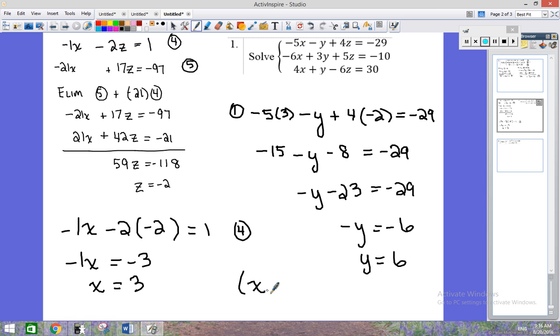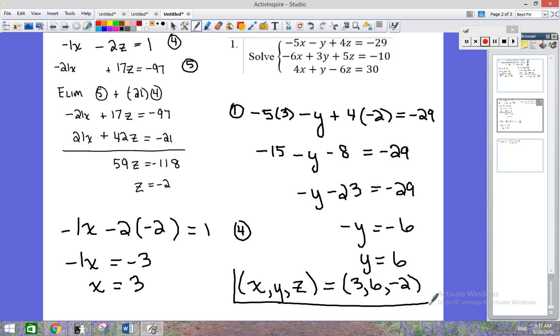So my solution, my ordered triple, x was 3, y is 6, and we found z to be negative 2. When we say order, order is important, and typically with x, y, and z, that's how they define the order of these. Sometimes you'll have problems where they have A, B, and C, or M, N, and Q, or other letters, and you'll have the freedom to define the order. So it's a good habit to write down the variables, the order, before the coordinates of your point.